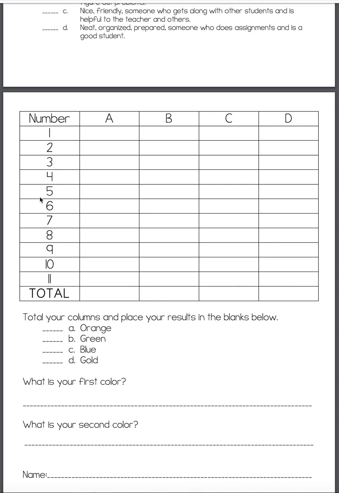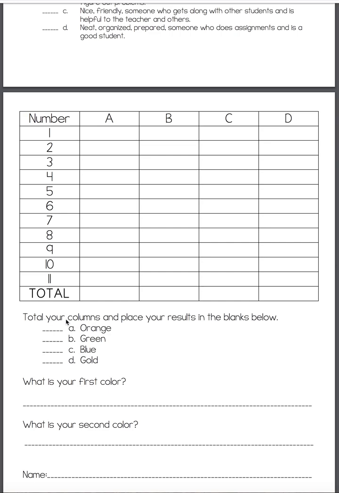Number 1 to 11, and go ahead and transfer the numbers. So for number 1, did you give A a 4? Place it here. Did you give B a 3? Did you give C a 2? D a 1? Go ahead and transfer all of your numbers at this time.